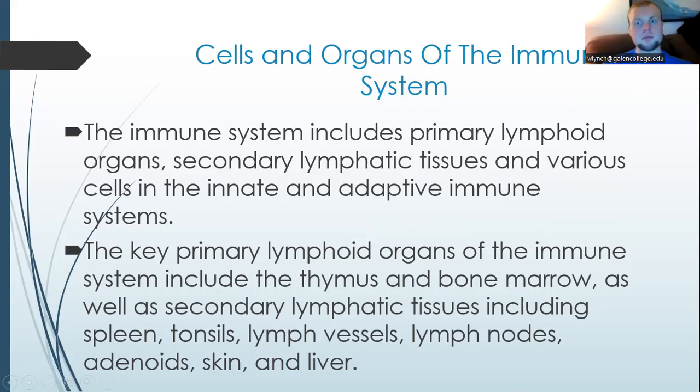Our key primary lymphoid organs, as mentioned, we have the thymus. This is the site of T cell maturation. We have the bone marrow, the site of white blood cell production. Secondary lymphatic tissues, examples of this, going to be things like the tonsils, the lymph nodes, the lymph vessels, and the skin.